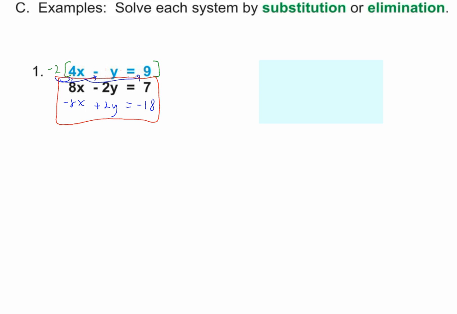8x minus 8x is? Negative 2y plus positive 2y is? And I end up with 0 equals 7 positives and 18 negatives is? I end up with 0 equals negative 11. My variables both disappeared. Whoosh. What's left is true or false? It's just false. Last time I checked, 0 didn't equal negative 11.